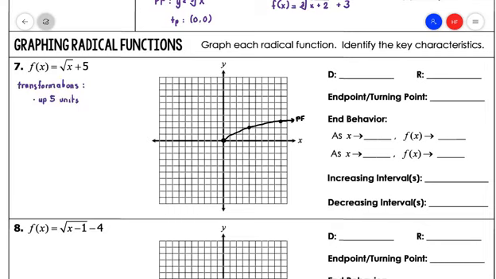The parent function is on the graph, and I wrote out to the side the transformations. So since we have that +5 on the end of the function, it's going to take us up 5 units. And it looks like that's the only transformation that I have. So I'm going to take each of these points and move them up 5 units.